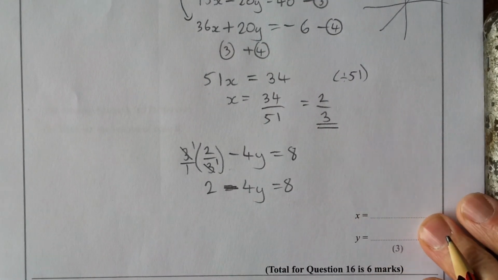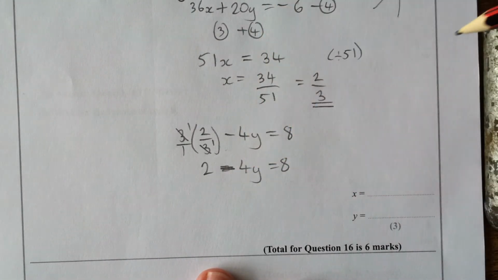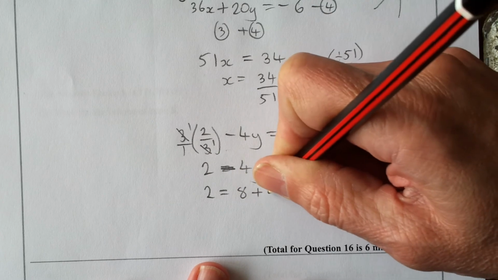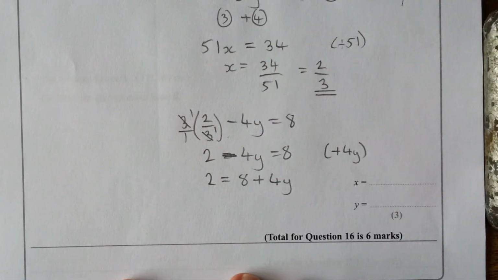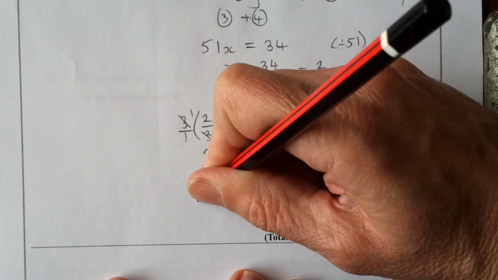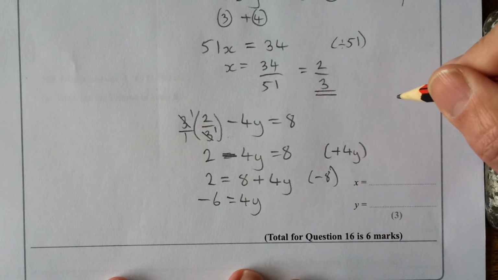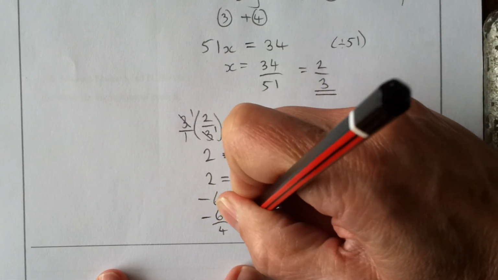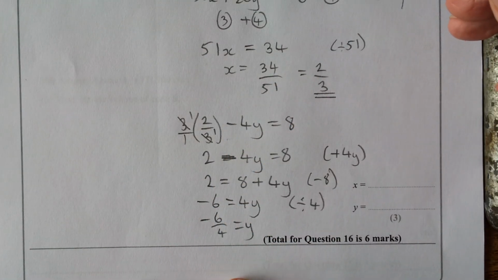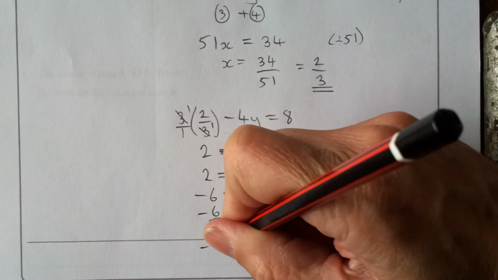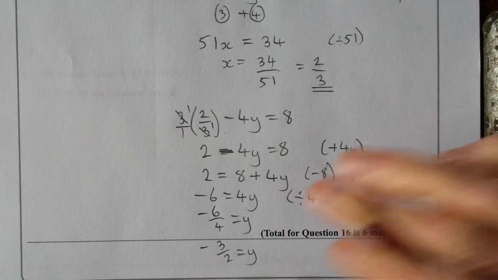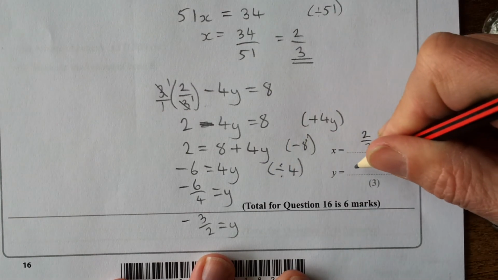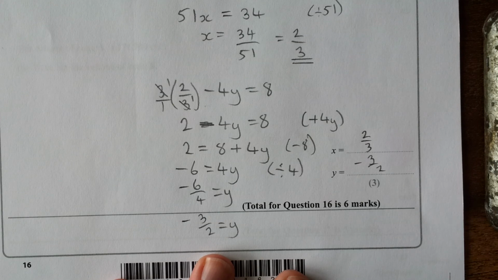Now what we'll do is solve this for y. Because it's negative, I'm going to take the y to the other side and add 4y to both sides. So we get 2 equals 8 plus 4y. Now what I'll do is subtract 8 from both sides, so we'll get minus 6 equals 4y. Now what I'll do is divide by 4. So you've got minus 6 over 4 equals y, which is the answer, but you can simplify that a little bit and halve them, so you get minus 3 over 2 equals y, or minus 1.5, but that's fine. So I'll finish off by putting them in the answer space. We've got x equals 2/3 and y equals negative 3 over 2, or negative 1.5. And that's it.